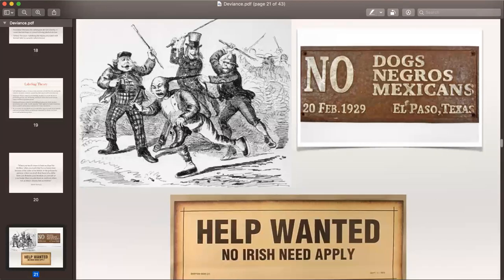How about this? 1929, El Paso, Texas, one of my favorite cities in the United States today, but I would definitely have not been welcomed in El Paso in 1929 because signs like this were on buildings. No dogs, no Negroes, no Mexicans. If you've ever been to El Paso, Texas, you know it's right on the Mexican border. If you're on the University of Texas El Paso campus and you have a very strong arm, you can throw a baseball into Mexico. That is how close it is.